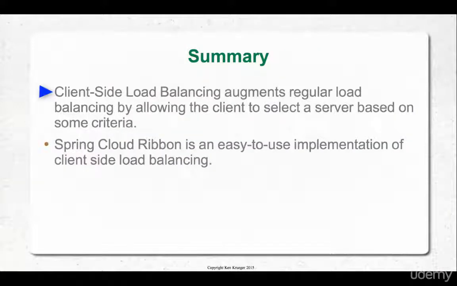So to summarize, client-side load balancing augments regular server-side load balancing by allowing the client to select a server based on some criteria. And Spring Cloud Ribbon is an easy-to-use implementation of client-side load balancing.